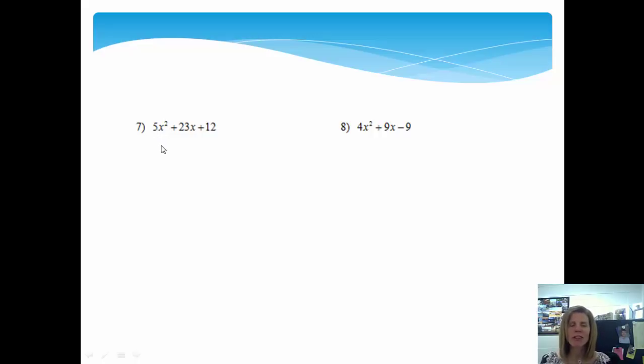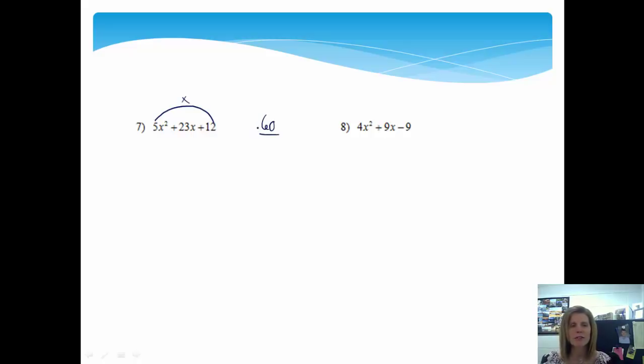So I thought the other video was a little long, so we're just going to try to go for a second one here. So here we go. 5x squared plus 23x plus 12. It is still a quadratic trinomial, so we are good. We're going to take the first number times the last number. Our numbers are just going to be a little bit bigger, no biggie. 5 times 12 is 60.